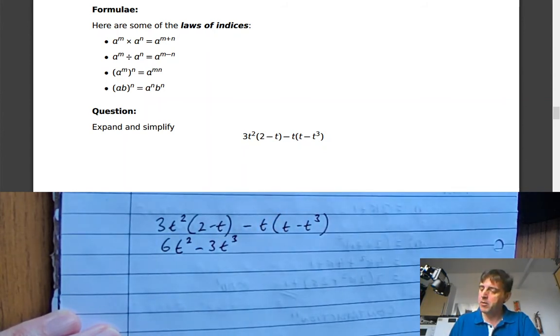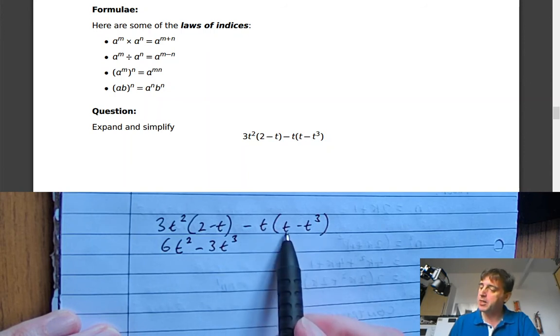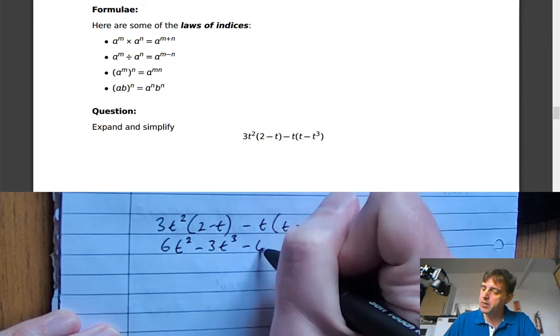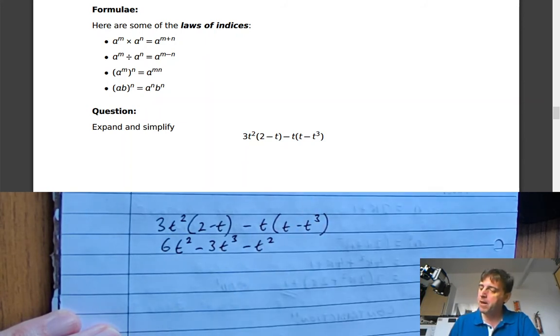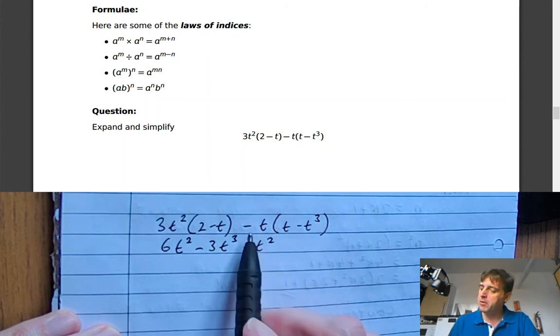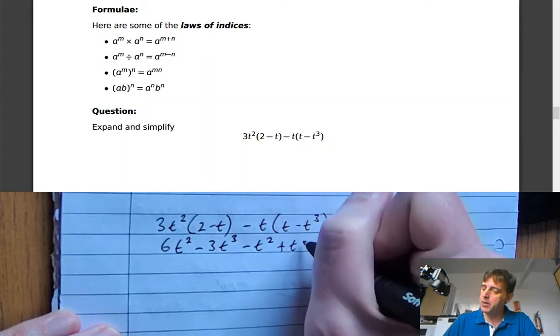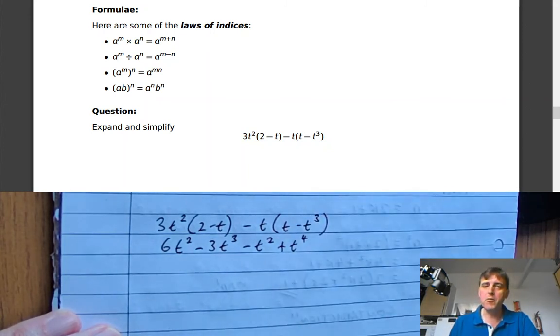Okay, now I'm going to have to be super careful with the minuses that are around on the next bit. So let's just make sure we get that right. The t times the t is going to give us t squared, but if we have that minus there, it becomes minus t squared. And then finally, the t times the t cubed becomes a t to the power 4. But if we have a minus here and a minus here, well, those are going to combine together to make a plus. So we're going to have plus t to the power 4 here.